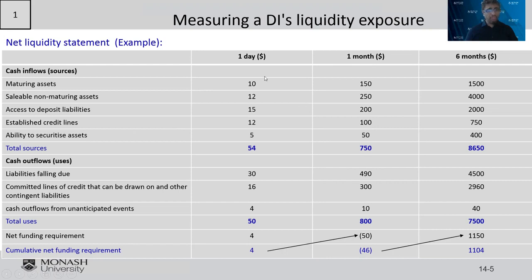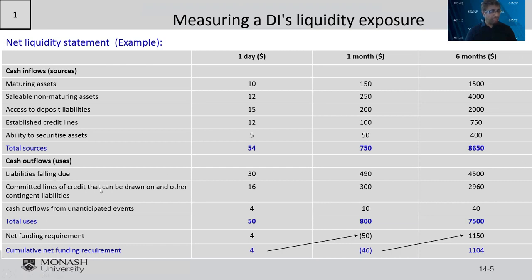Now, the interesting thing is you can do it for 1 day, 1 month, and 6 months. You can do this on a daily basis, on a monthly basis, quarterly basis, or even semi-annually. So in this case, if you use 1 day, the total resources are 54. And the total uses are the liabilities falling due, which means people who are going to receive their payments. Some of them, like the CDs, the commercial papers, the bonds you are issuing, are types of liabilities that you have to pay.